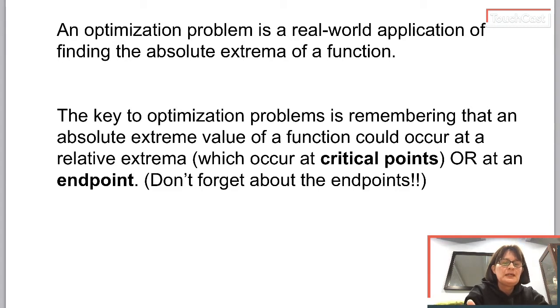Okay, so the key to an optimization problem, we're going to use that chart. We're going to talk about my 7-step method, only 7 steps. We're going to talk about that chart, remembering that in your t-chart, the input values that you need to test are endpoints and critical points. And remembering that critical points can occur where the derivative of the function you care about is 0, or the derivative of that function is undefined.